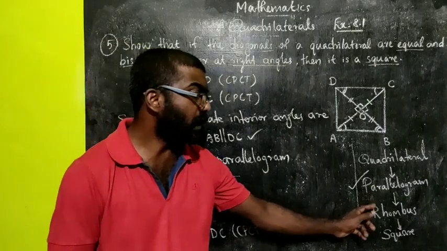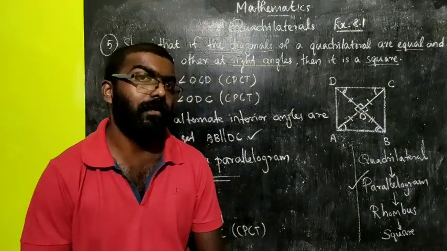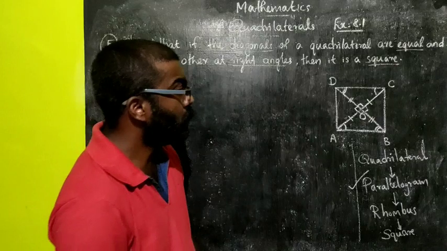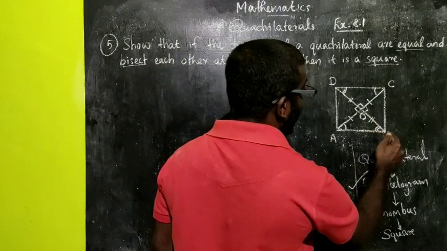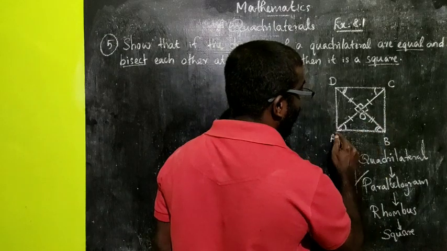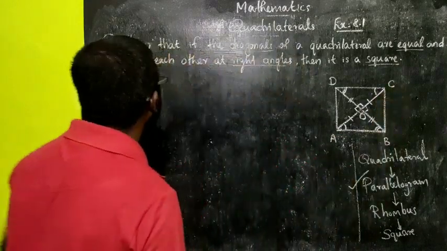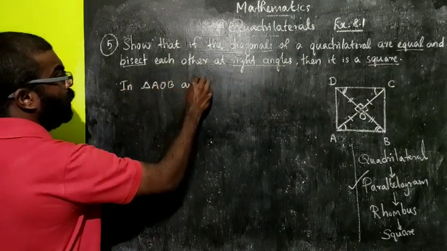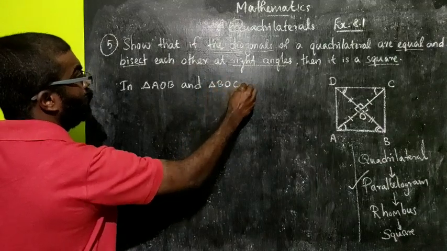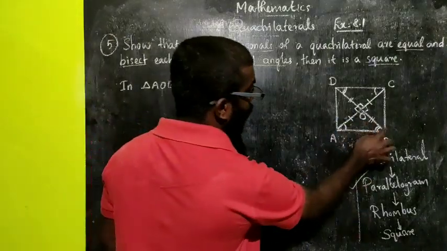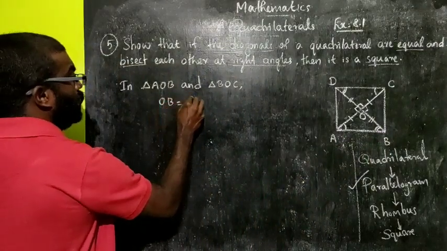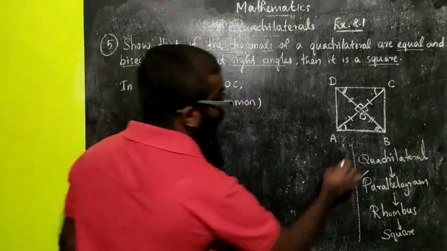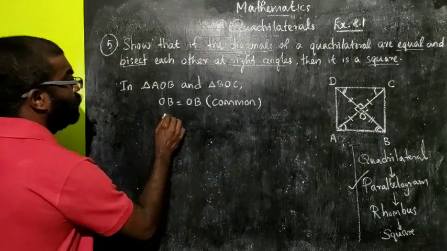Now we have to prove it is a rhombus. Then we can prove it is a square. In order to prove it is a rhombus, we have to take the triangles AOB and BOC, these two adjacent triangles. So in triangle AOB and triangle BOC, what can we write? OB is the common side. OB is equal to OB, common. Then OA equal to OC, given.